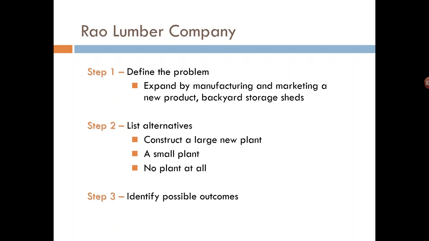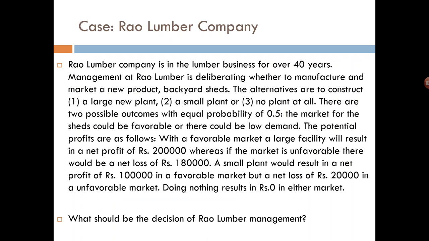First, identify the full-length problem. Second one is list out all the possibilities. Even if there is a minor possibility like 0.0001, don't neglect that. Keep it in our decision tree. Then the possible outcomes. It can be a favorable market. It can be an unfavorable market. These are the two possible outcomes we have as per the case study. So if you see here, the possible outcome is 0.5 favorable and unfavorable also 0.5 only.